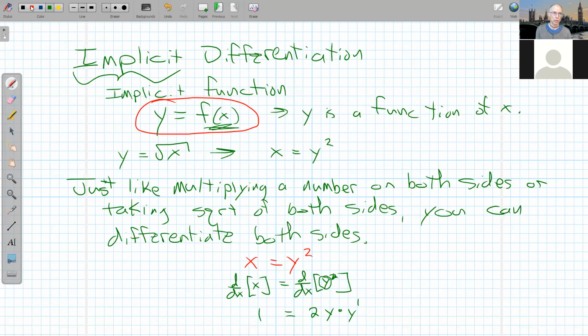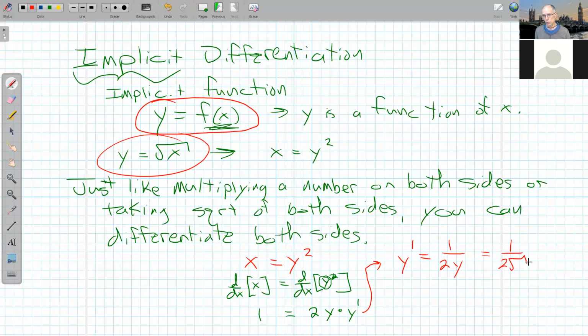All right, so I've taken this x equals y squared, I differentiated both sides, and I get this new equation here. Now I'm going to solve for y prime. If I solve for y prime, I have to divide by 2y. So y prime is equal to 1 over 2y. Now, what is y again? Well, up here, y is the square root of x. So that means I have 1 over twice the square root of x. And we learned before that the derivative of the square root is 1 over twice the square root of x.